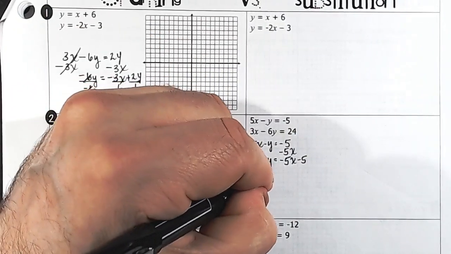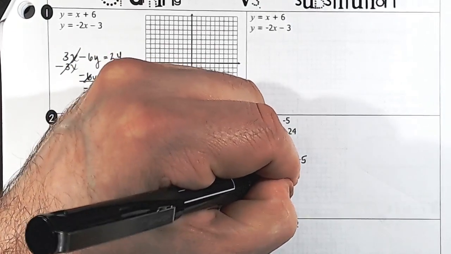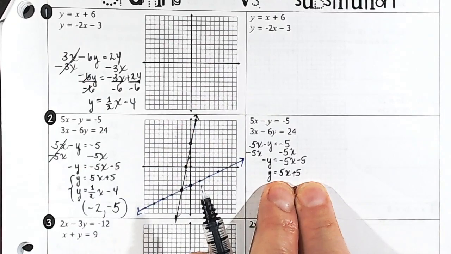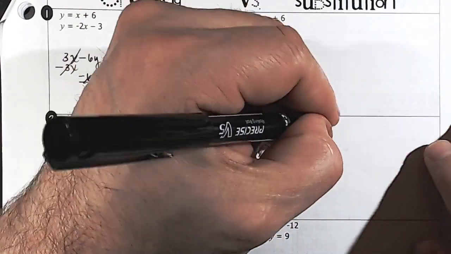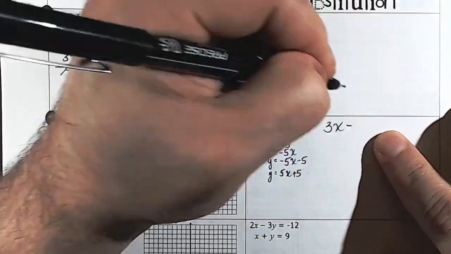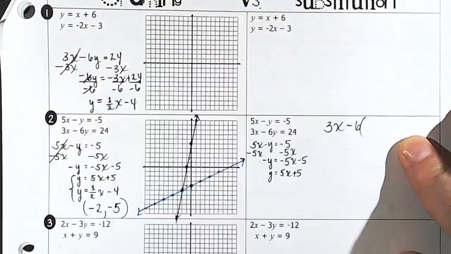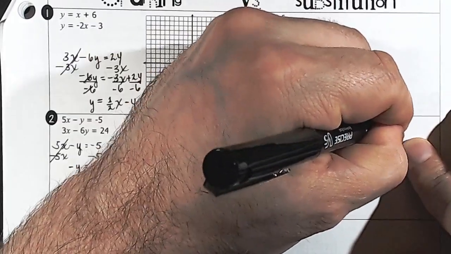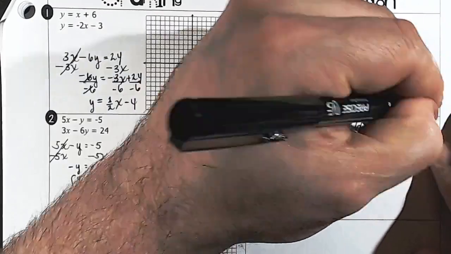Okay, change all the signs, and you get y equals 5x plus 5. What we're going to do now is substitute this 5x plus 5 everywhere we see a y in the second equation. So I've got 3x minus 6, open parentheses, and we'll put 5x plus 5, close parentheses, equals 24.